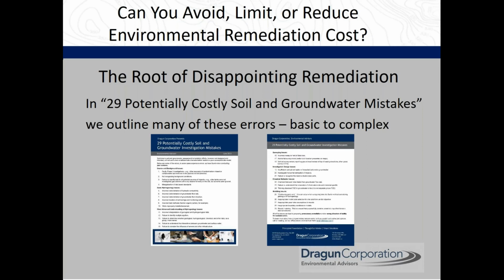So one of the things that we found is that remediations fail because people misinterpret their site. Maybe it's the geology they got wrong, maybe it's the groundwater flow conditions, maybe it's the distribution of chemicals. So we put together last year a list of 29 potentially costly soil and groundwater mistakes that are fairly common, some of them not so common, but we outline these mistakes that people make in characterizing the site, which results in a problematic remediation.